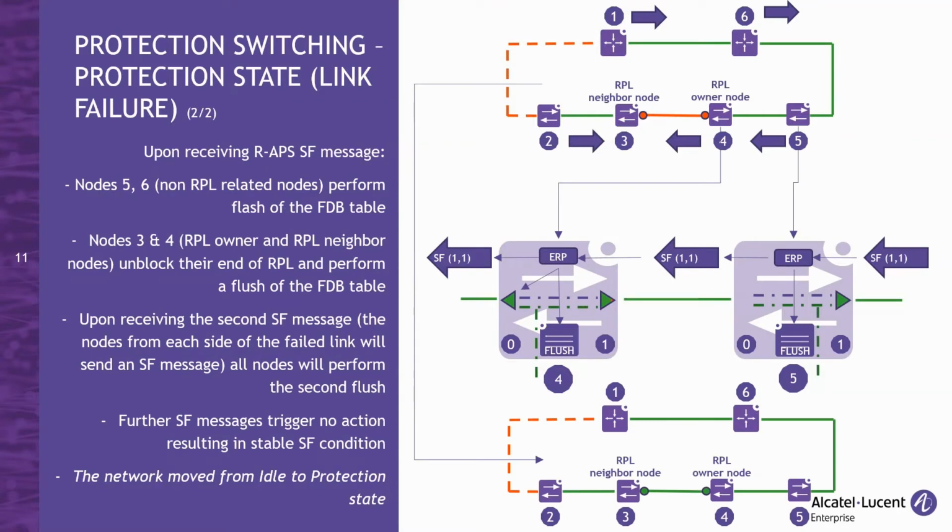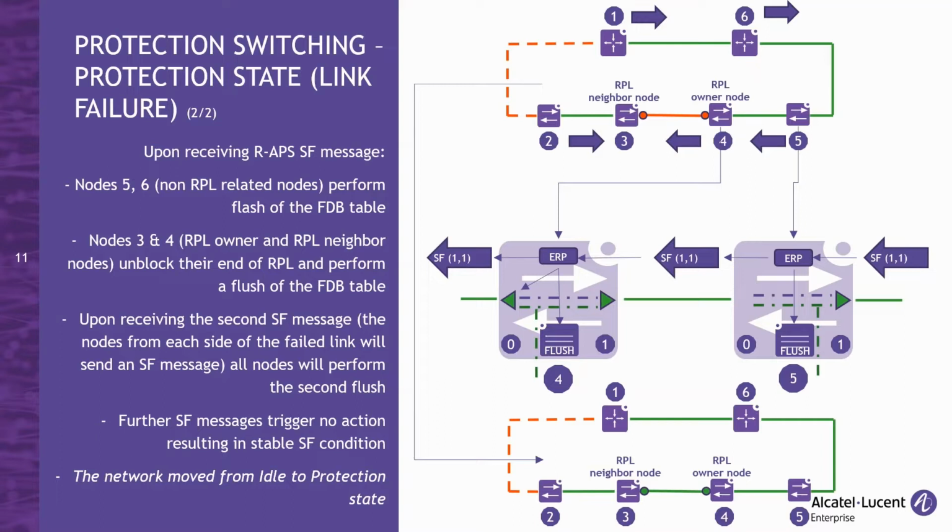Upon receiving signal failed message, all ring nodes but RPL owner and possibly RPL neighbor nodes will perform flushing of a local forwarding database in order to speed up convergence times by relearning the correct filtering entries. As already mentioned, ERP relies on Ethernet-based learning, forwarding, and filtering database mechanisms. Upon receiving the first signal fail message from a node in the network, RPL owner and RPL neighbor nodes will unblock their end of RPL and then will also perform a flush of the local forwarding database.